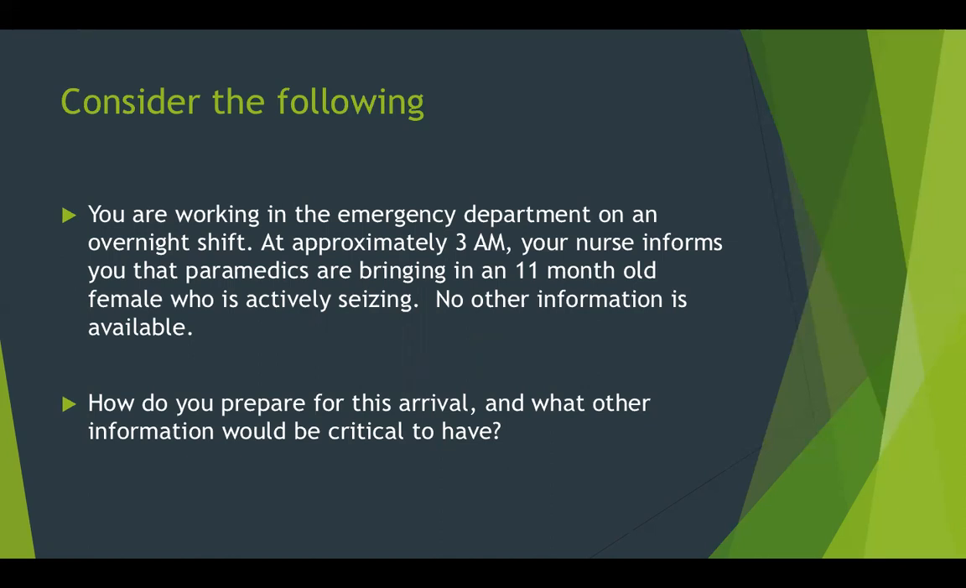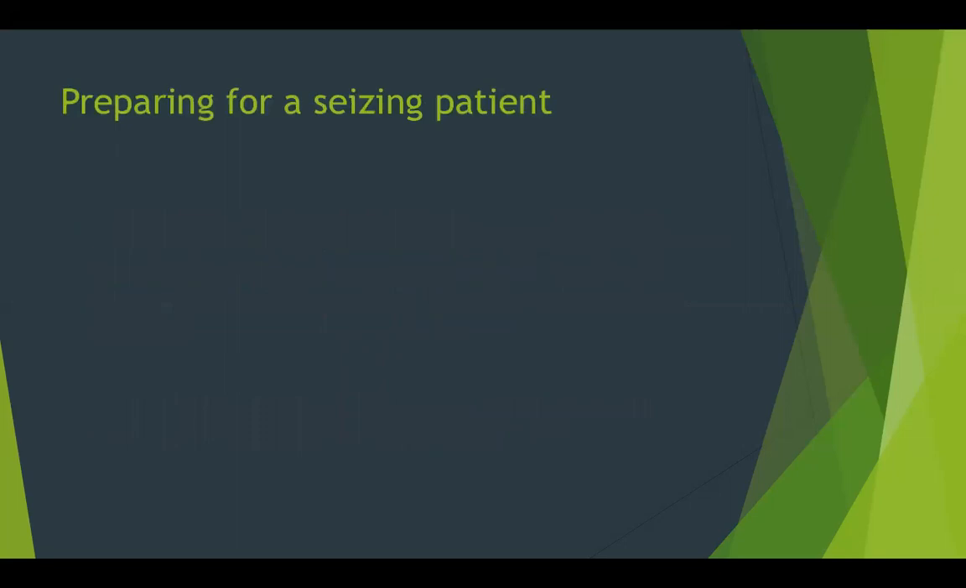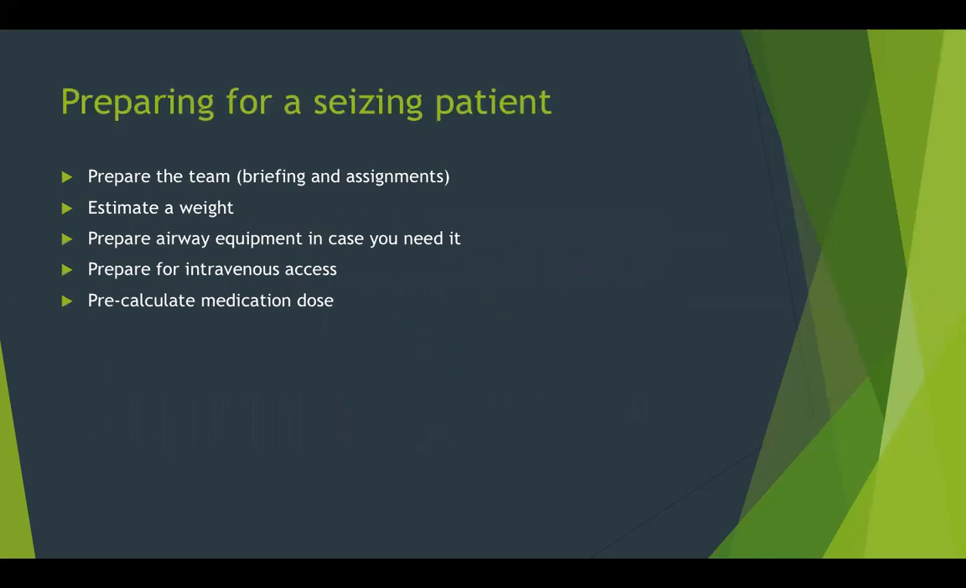I know I get this very often at nighttime when we're having seizure runs. And the important thing for me is, first of all, communication. Make sure that the team is aware of what we're getting, have a brief team huddle or briefing, and assign everybody their roles. Take an estimate of the weight using the Broselow tape based on the patient's age. Prepare for any kind of airway equipment should you need it.